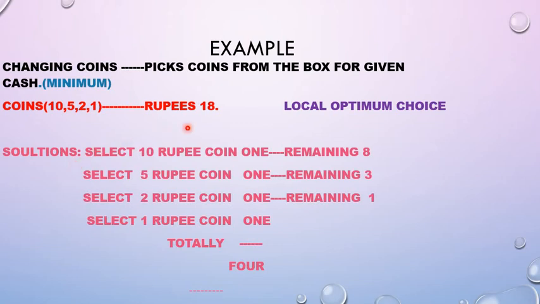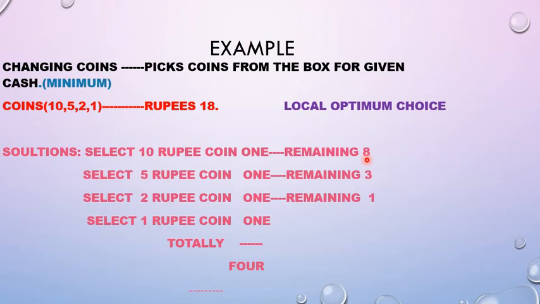First, I am going to change 18 rupees. The 10 can be held in the 18, so my best choice is 10. So I am going to select a 10 rupee coin first. How many coins can I select? 18 can hold only one 10, because after removing 10 from 18, the remaining portion is 8, and 8 cannot be changed with a 10 rupee coin. So I pick one 10 rupee coin. After that, the remaining rupees is 8. This is my best choice in step 1.